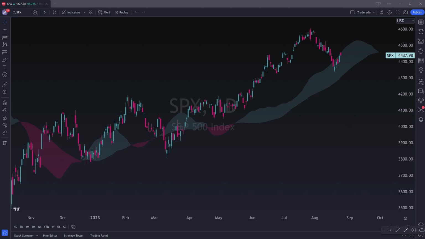Now, I have a specialized version of the cloud. It's a TradingView indicator. It's called the Volume Weighted Ichimoku Cloud. Why do I use the volume weighted when the cloud, as I described it, is supposed to be where there's a lot of that concentration of positioning?